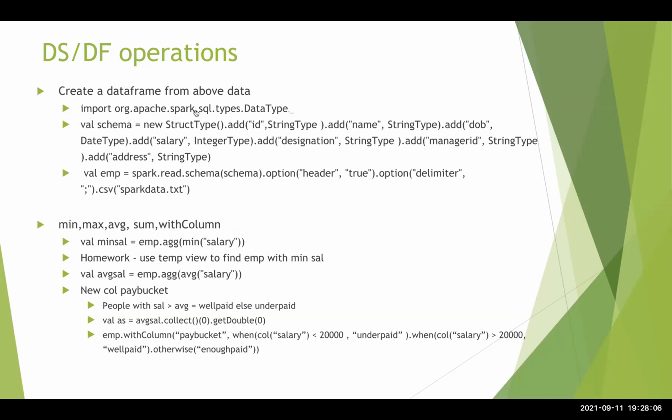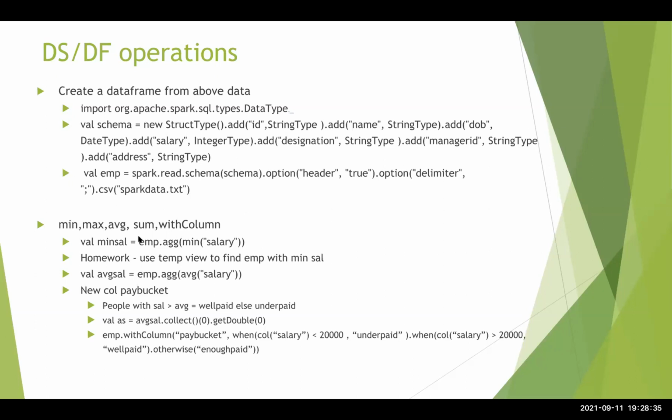I do the necessary imports, create a schema, and then say spark.read, then give the schema, then header equal to true, then delimiter equal to colon. This is what Anshul was saying: you could call dot option as many times as needed, or you can call dot options in plural and pass a map inside. Either of these will work. Now I've read the data, so I want to invoke certain DataFrame or Dataset functions.